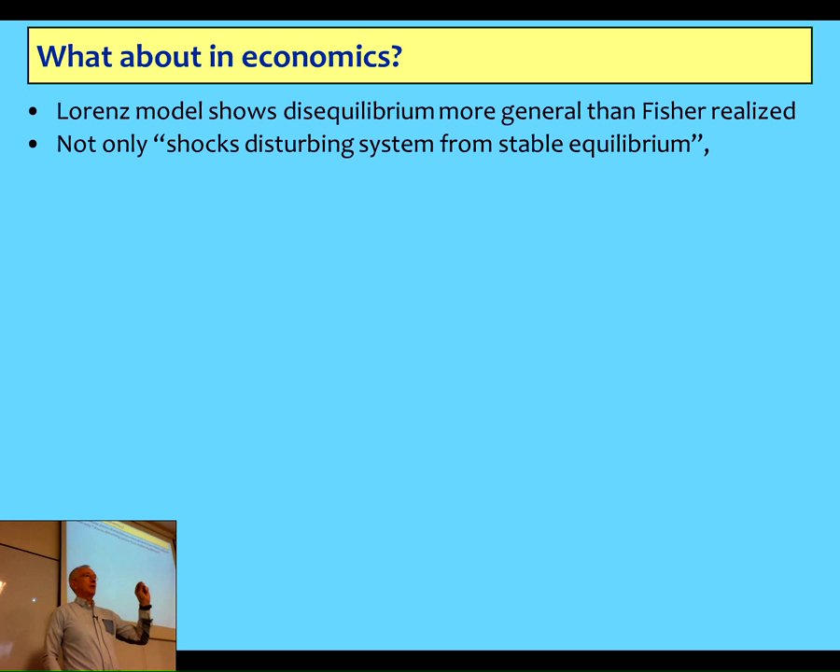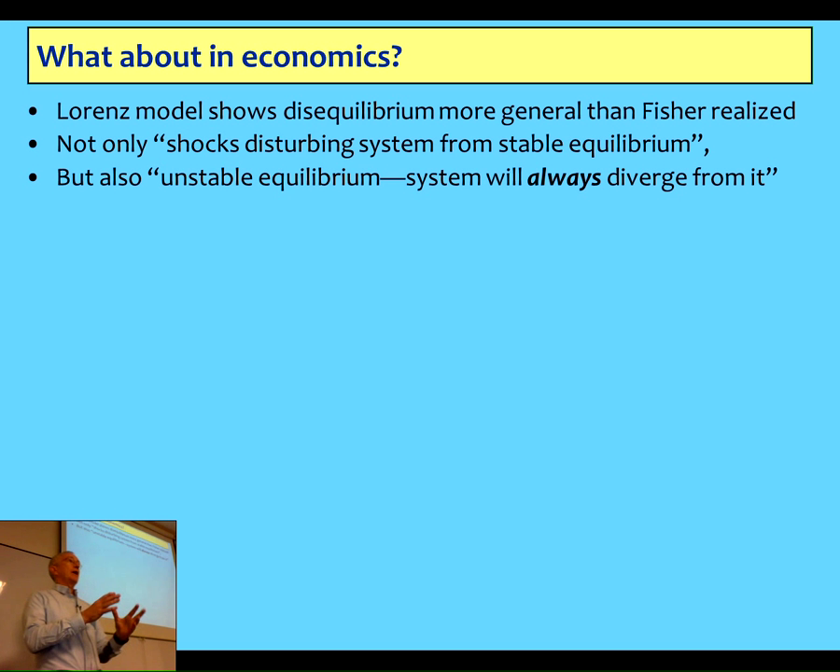So one thing we can learn from what the meteorologists discovered back in the 1960s, and by the way, they were rediscovering, in a sense, mathematics done by one of the world's great economists, mathematicians, Henri Poincaré, back at the turn of the 19th century. They rediscovered chaos. They rediscovered continuous disequilibrium, and that it isn't just a case of shocks disturbing you from an equilibrium, and systems always tend towards equilibrium. There are some systems, and in fact there are many systems, which are always unstable, will always diverge from equilibrium. And I would argue the economy belongs in that set.